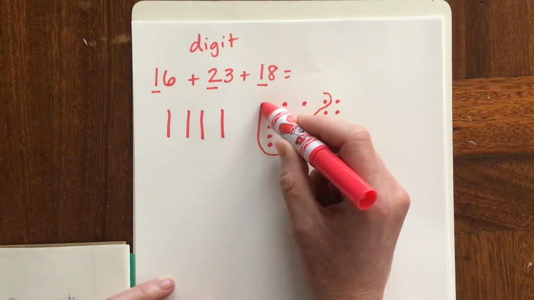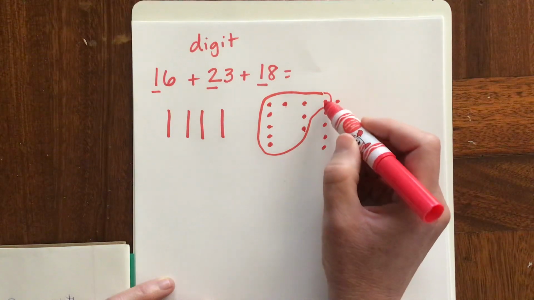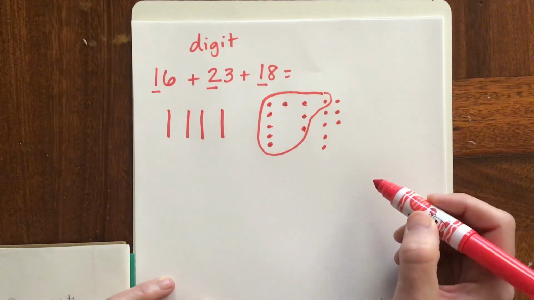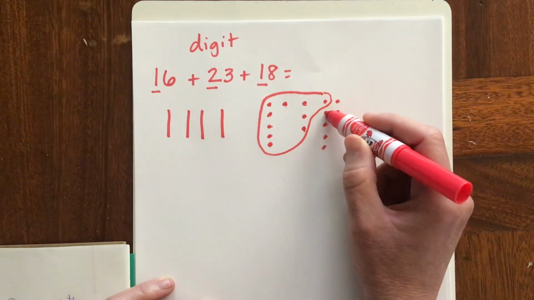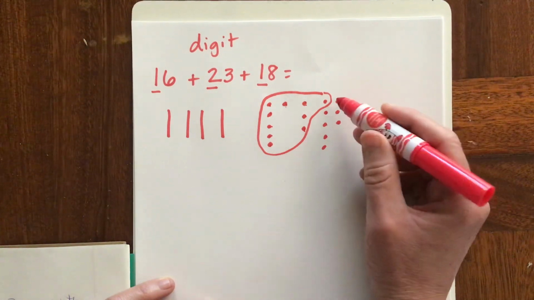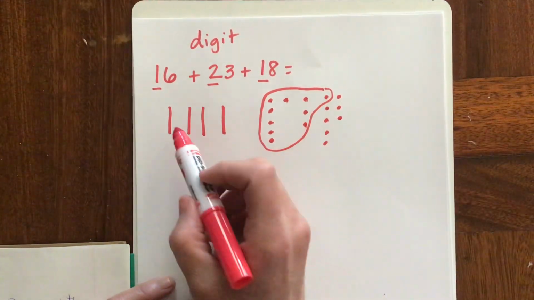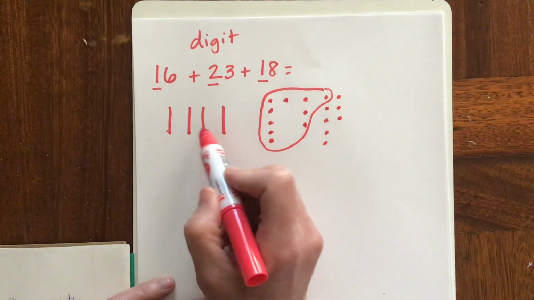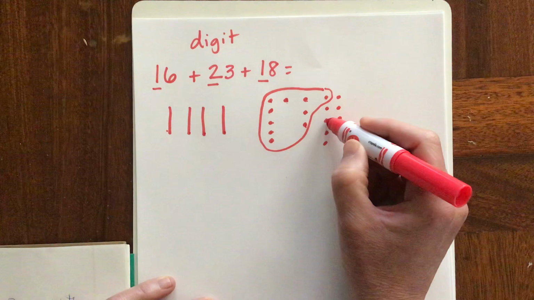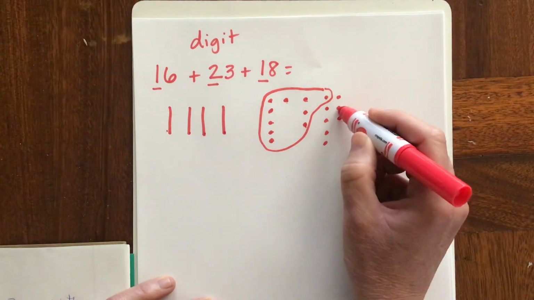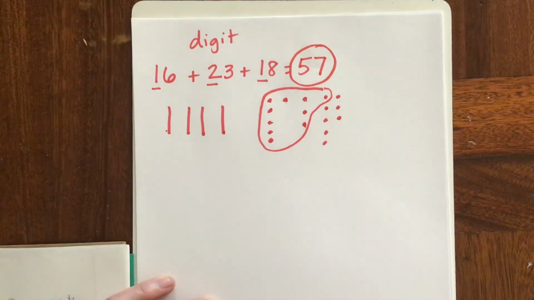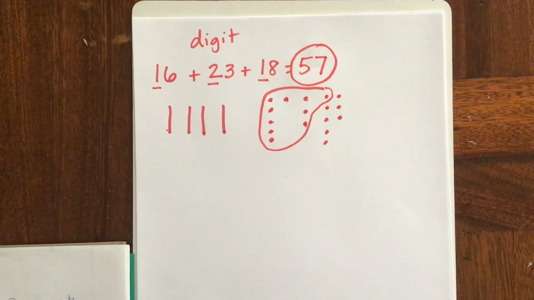So I can put these all together. Let me just double count to make sure. 1, 2, 3, 4, 5, 6, 7, 8, 9, 10. So I know that's a ten. 1, 2, 3, 4, 5, 6, 7. All right, so I can't group those up together because there's not 10. So to find my answer, I'm going to count by tens. 10, 20, 30, 40, 50, 51, 52, 53, 54, 55, 56, 57. So I come up with 57.